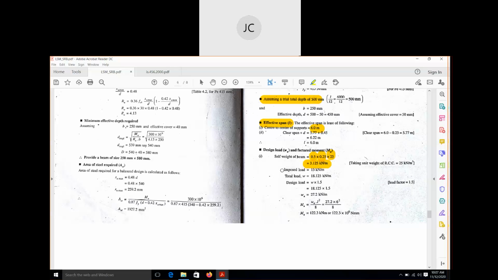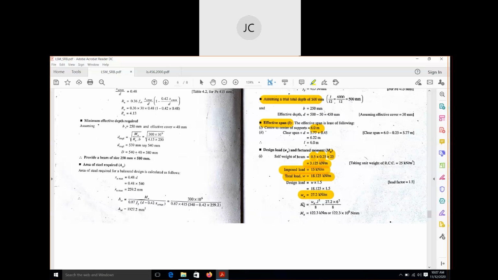In our question it is given that the imposed load, that means our live load, is 15 kilonewton per meter. Therefore the total load will be 15 plus 3.125, that is 18.125. For finding out the design load, you have to multiply the value by the load factor 1.5. So you multiply 18.125 into 1.5, and our design load will become 27.2.